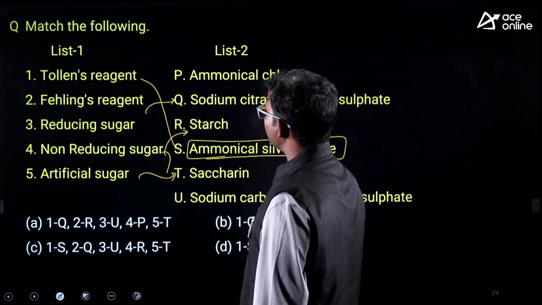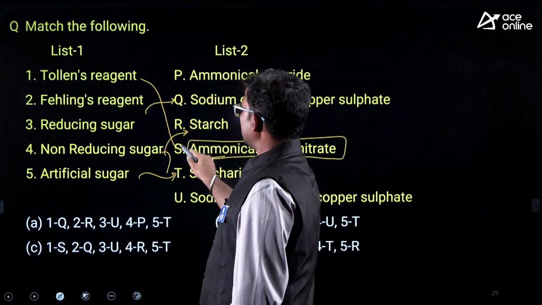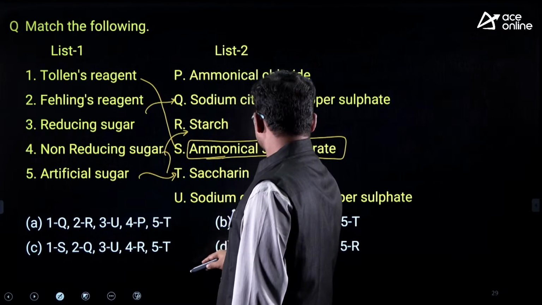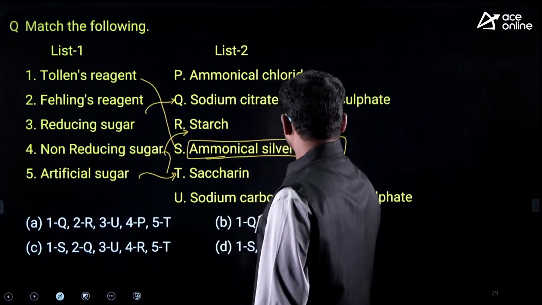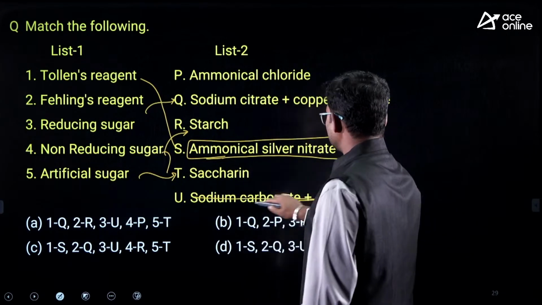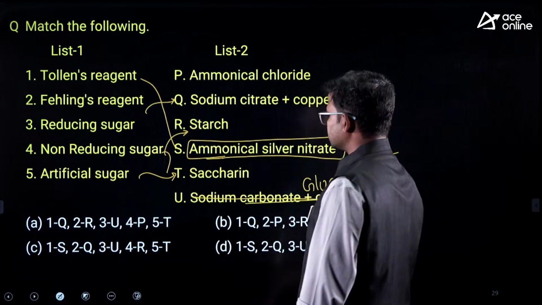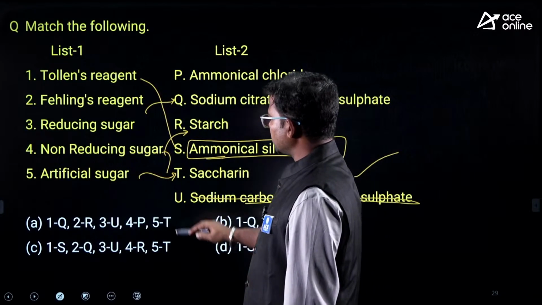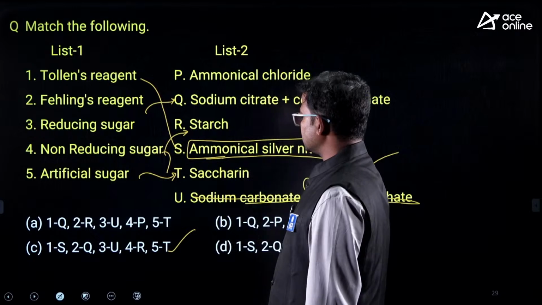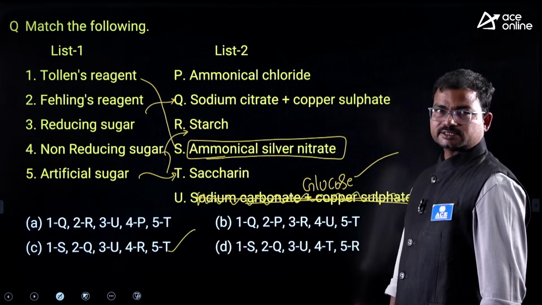So Q. Next, the first one is S, Q. Sodium carbonate, sodium sulfate. Actually, here the option is wrong. If you consider glucose, then only it is correct. Okay, glucose. Next, non-reducing sugar, R. So option C is the right answer. Just here you should modify the given option as glucose.